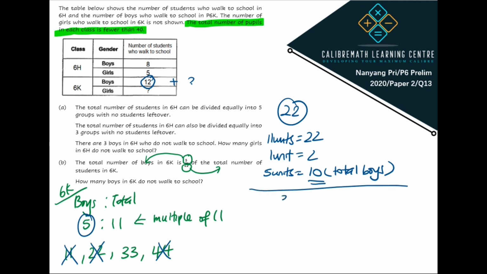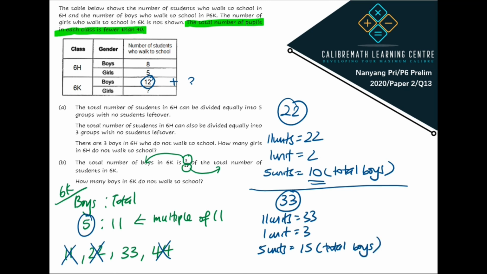Now let's try for 33. So 11 units is 33 and 1 unit will give us 3. And so if we were to find 5 units for the boys, that will give us 15. And again, this 15 represents the total number of boys in 6K, which is the 12 plus the question mark, which is possible. So based on this, we can actually find the number of boys who do not walk to school over here, which is the question mark over here, by using 15 to take away the 12, and that gives us 3. So this 3 is the number of boys who do not walk to school in 6K.